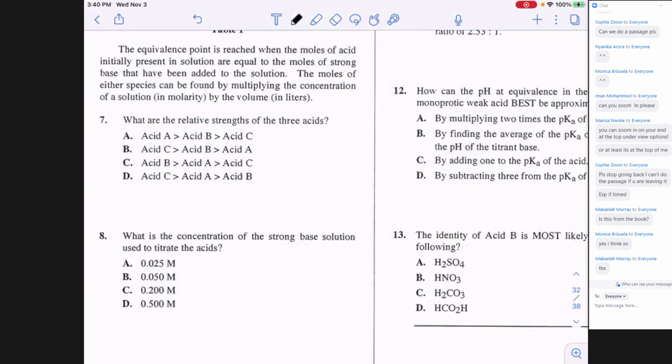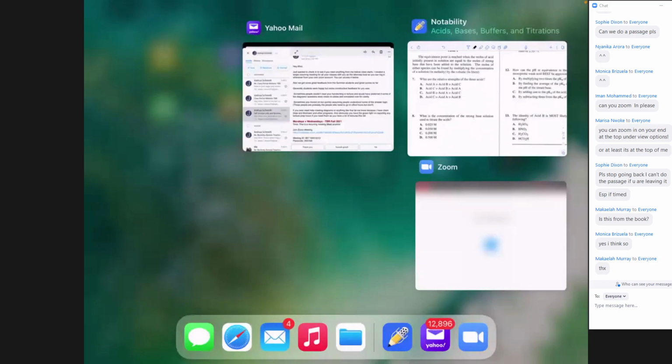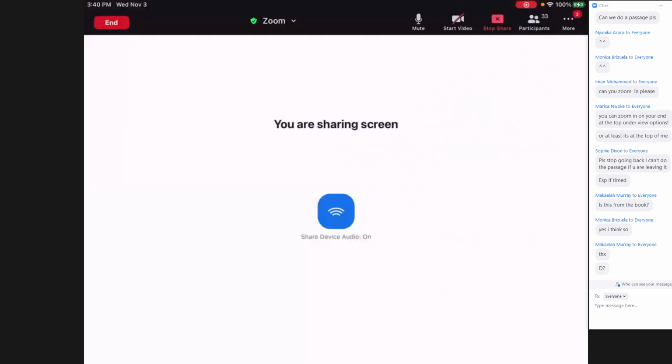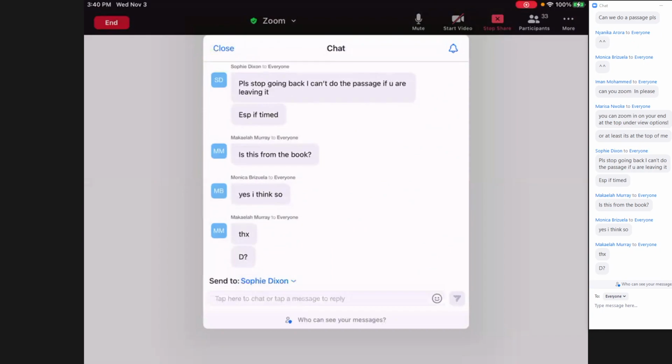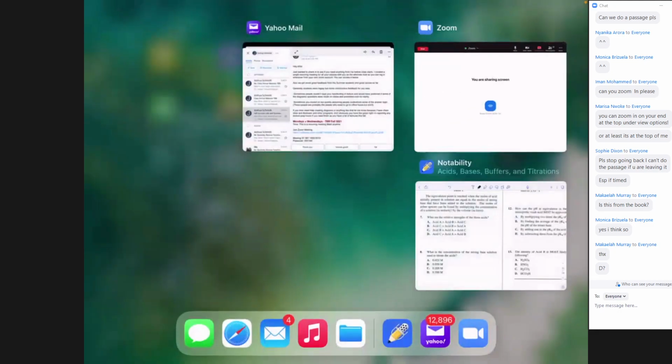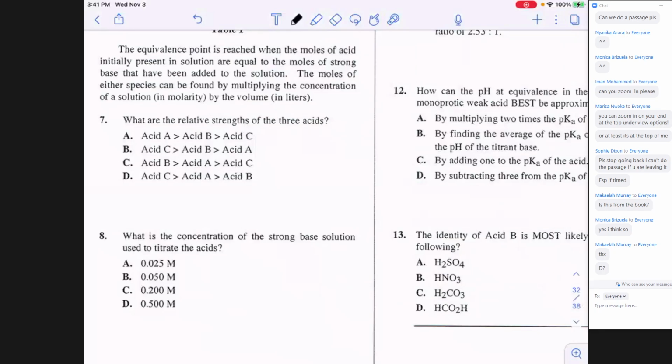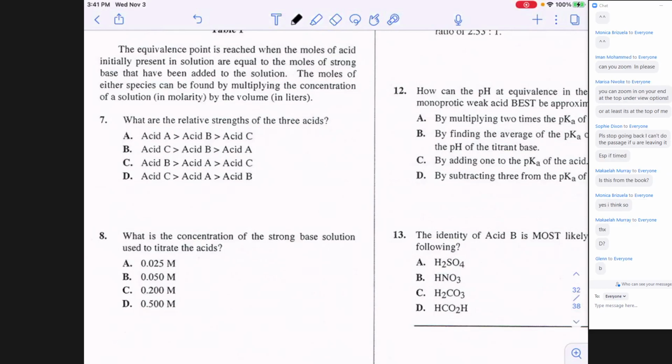What is the concentration of the solution? This is from one of the passages, yes. It might have been shuffled into the book. This is one of the ones that I have separate from the book, but it might have been shuffled into the new printing of the book.